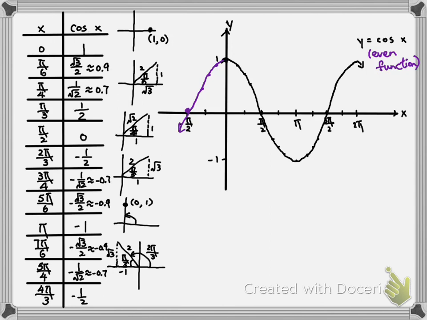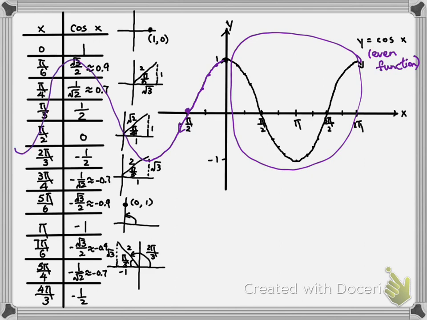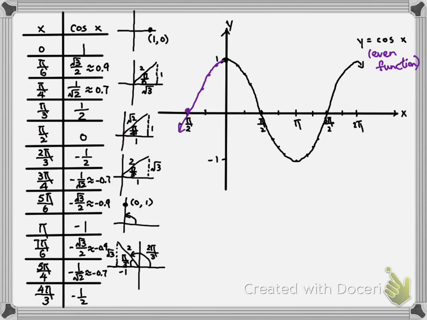In this case, we see that the graph is repeating again in the same pattern. So we conclude that cosine function is a periodic function, and the graph repeats after 2 pi. In other words, cosine function has a period of 2 pi.